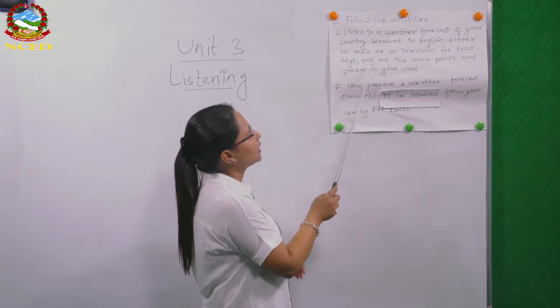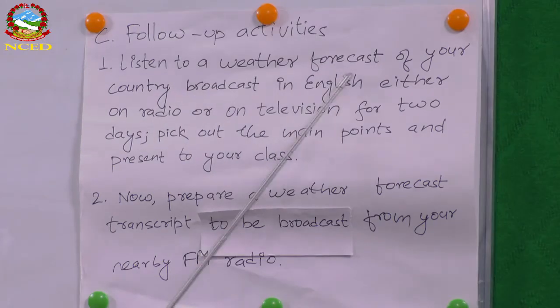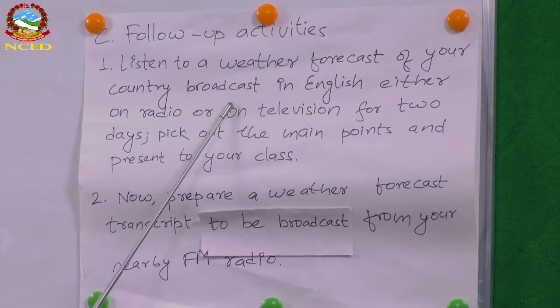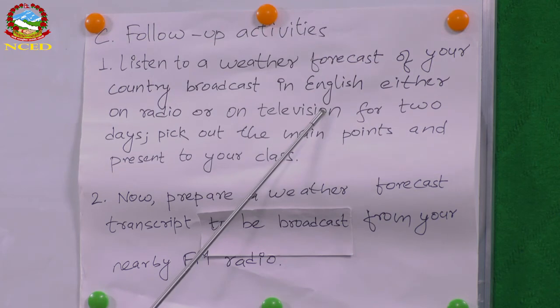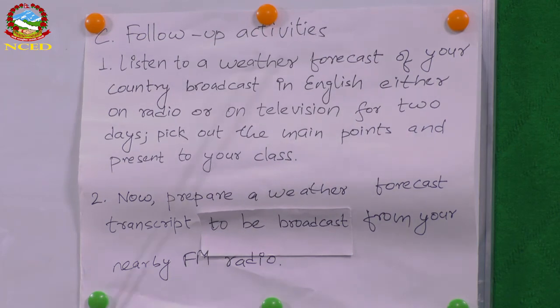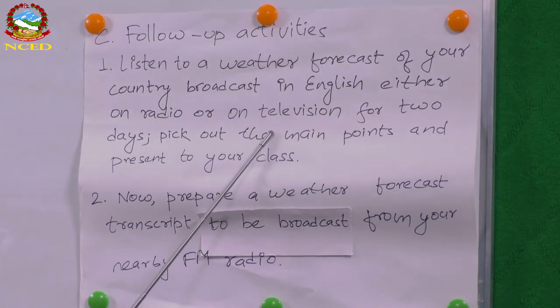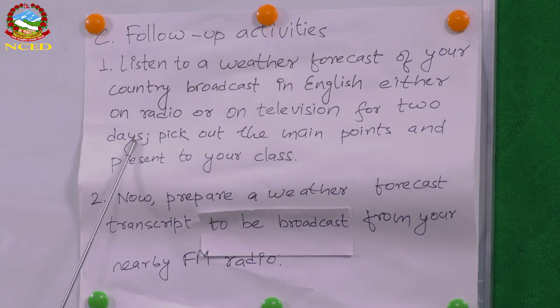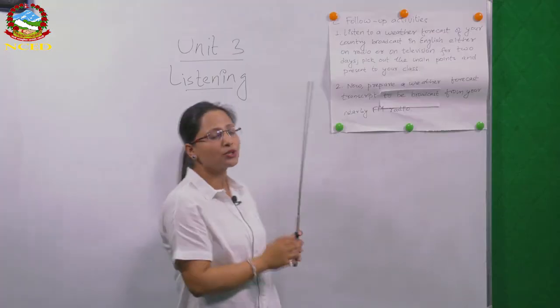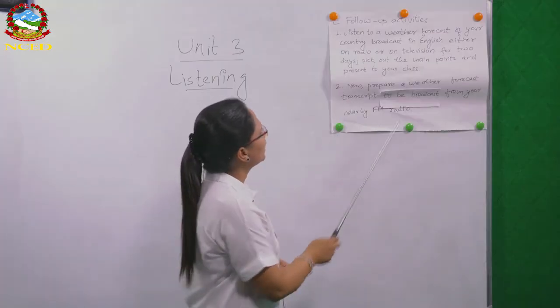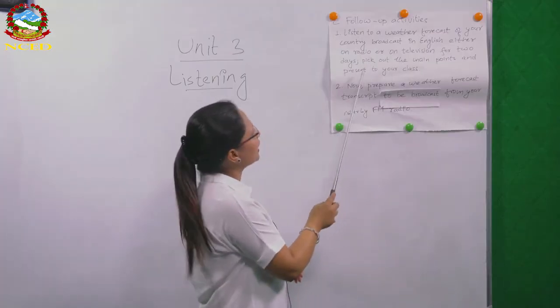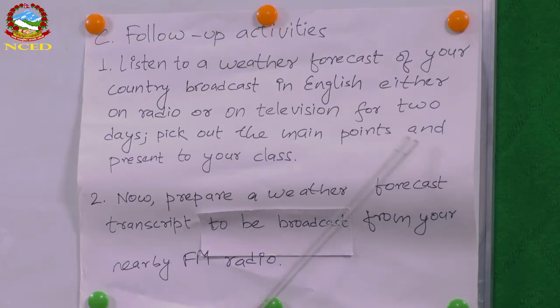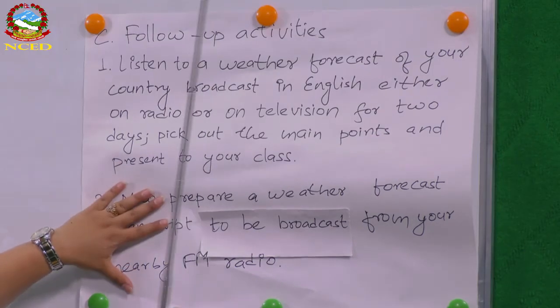Number 1, listen to a weather forecast of your country, broadcast in English. It has to be in English. So either on radio or on television. For 2 days, not only for 1 day, not only for one weather forecast, you have to listen to 2 weather forecasts. And after you do that, pick out the main points and present to your class.